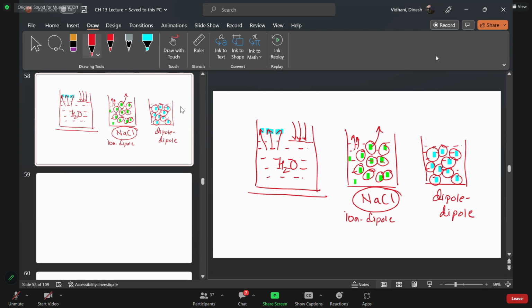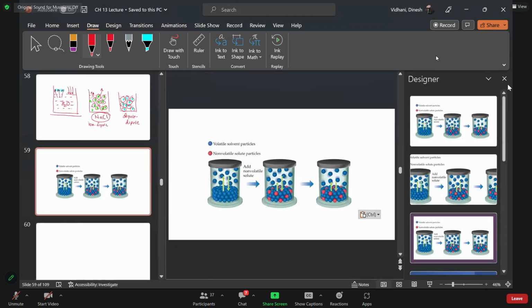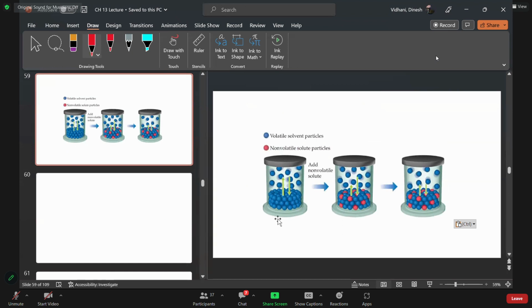Now, let me show you one diagram. This is taken directly from your book, so it's going to be quite helpful for you guys to visualize. Let me paste it here. This is taken directly from your book. So as you can see, we have pure solvent. The moment I add solute, we have fewer solvent molecules getting into the vapor phase. And you can see the vapor pressure is now less compared to the pure solvent. Now, this is just a visual representation.